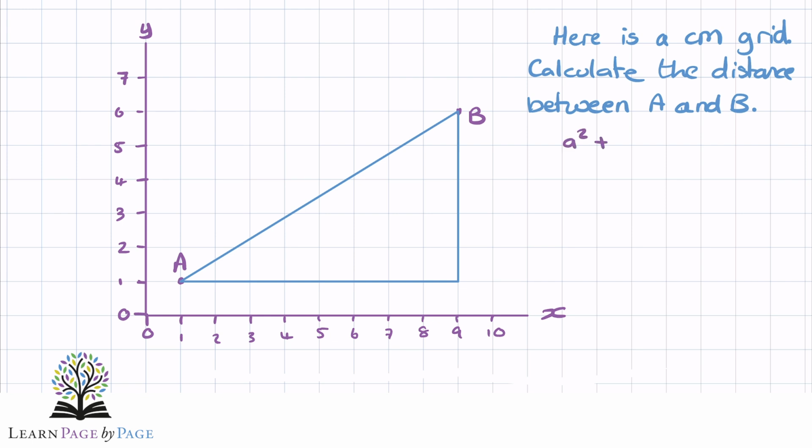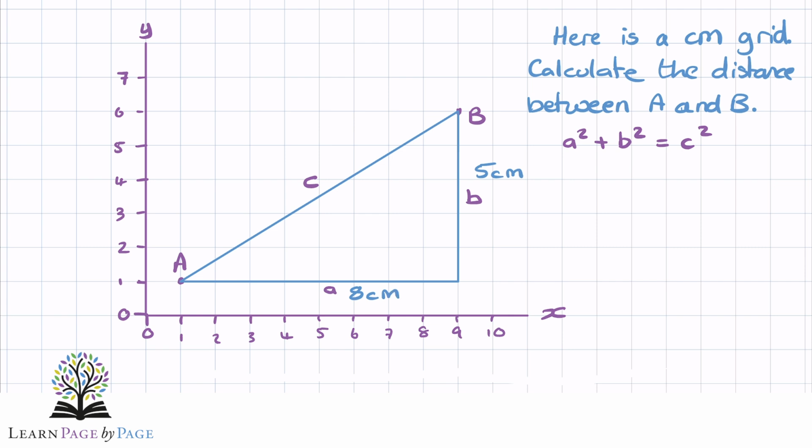a squared plus b squared equals c squared. Label our triangle. We'll call the bottom one a this time. We've used b every time before. We'll do b here. And our longest side, the hypotenuse, always c. Then we need to work out how long a and b is. So remember, we're going from here to here, and as you can see, that's going from 1 to 9. So a measures 8 and then b, so this measures 5. They're both centimetres. We've been told it was a centimetre grid.